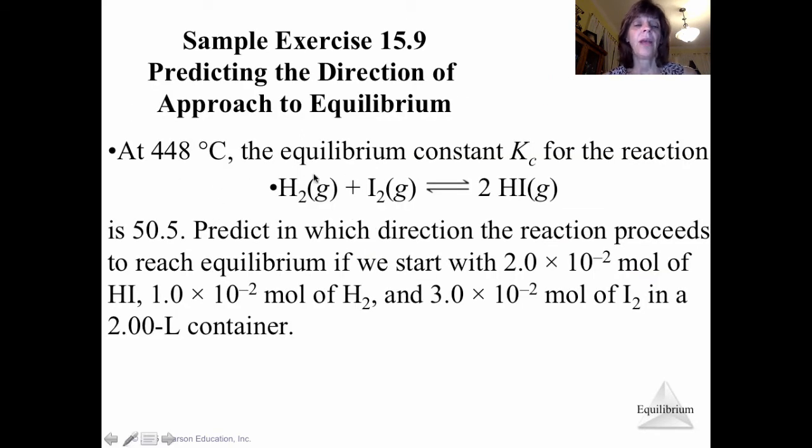All right, if you have a reaction between hydrogen and iodine forming 2 hydrogen iodide gas molecules, and the K value is 50.5. Predict in which direction the reaction needs to proceed to reach equilibrium if we start with 2.0 times 10 negative second moles of HI, 1 times 10 negative second moles of H2, and 3 times 10 to the negative second moles of iodine in a 2-liter container.